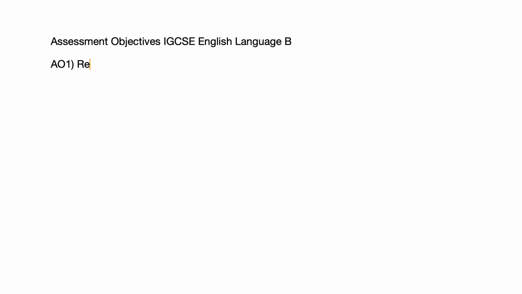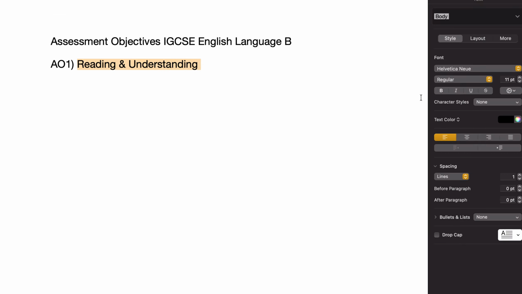The first assessment objective is reading. Reading and understanding. Now, this is very important. This is the bare minimum that you must be able to do. You've got to be able to read, and you've got to be able to understand. And reading has a few things here. You need to be a little bit fast when it comes to reading, because there's a lot of content.